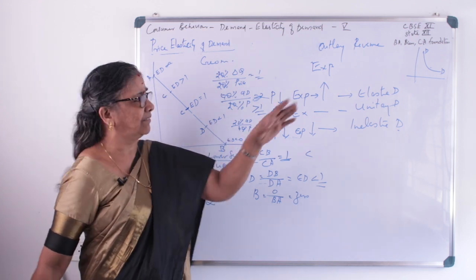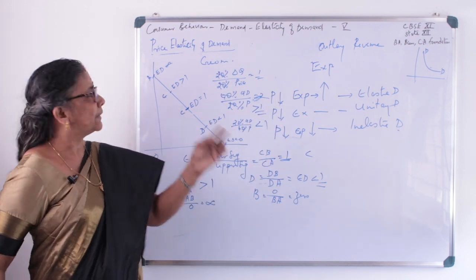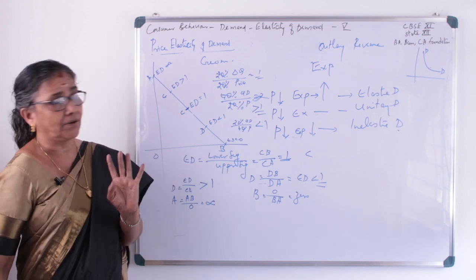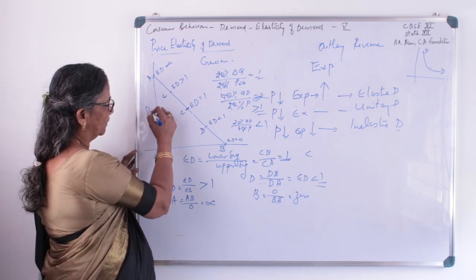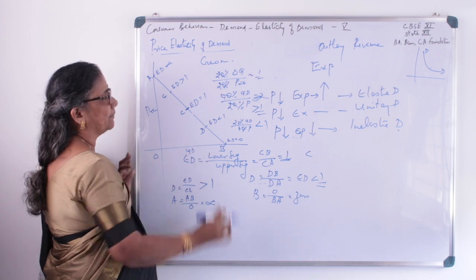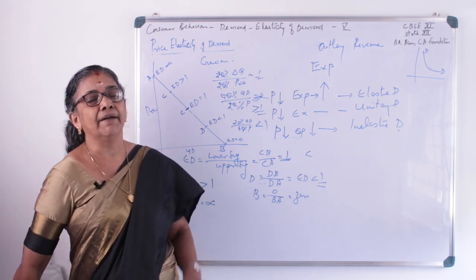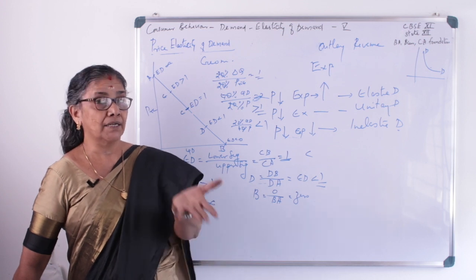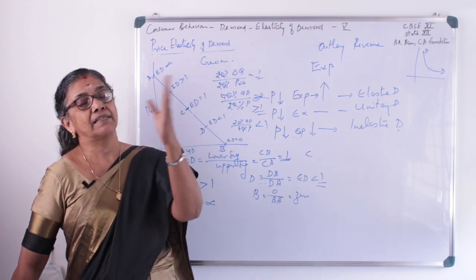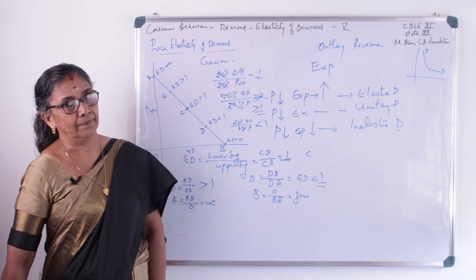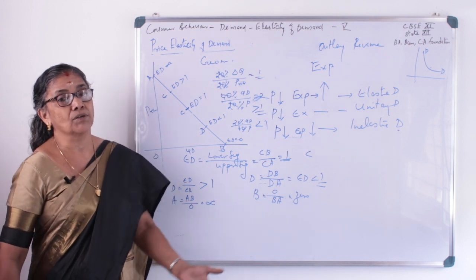That is something higher level. Then the geometric method. Here there is the price of a commodity and here the quantity demanded. So that is price elasticity of demand. Then what is income elasticity of demand? When a consumer's income changes, what change happens in the quantity demanded? Then the cross elasticity of demand.